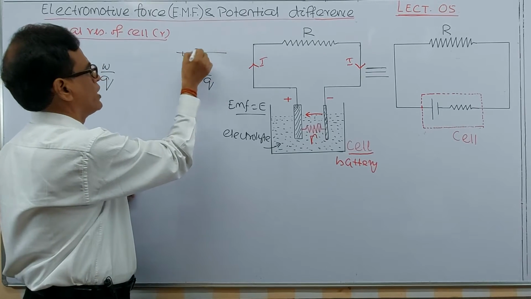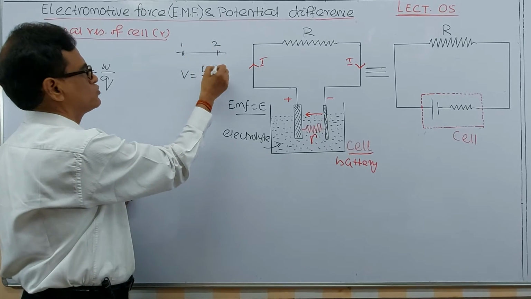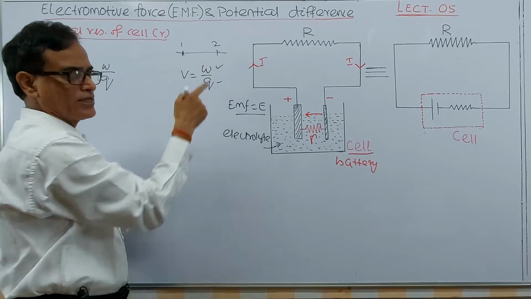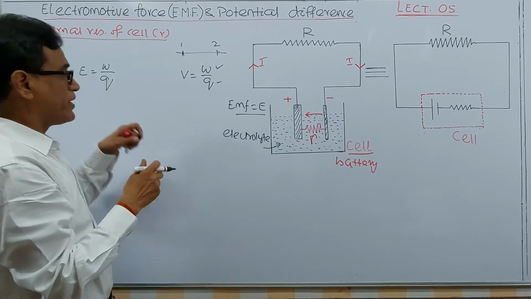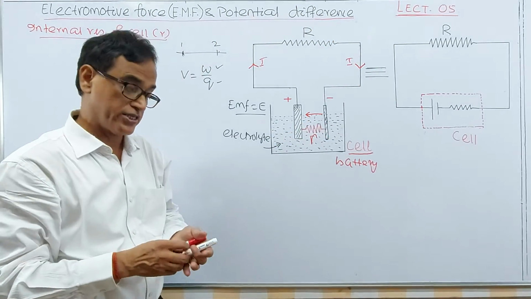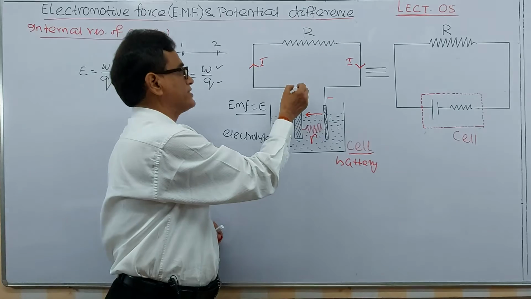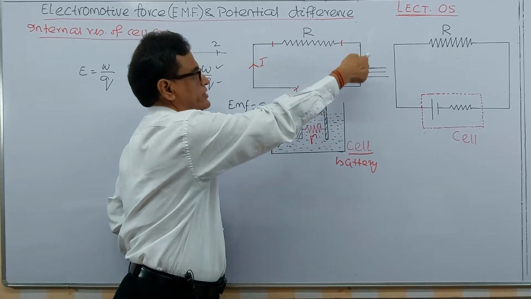So there are 2 points. The potential difference between these 2 points is the work done to carry the charge from one point to another. We have read this in electrostatics. And what is the EMF? EMF is the work done to carry the charge throughout the circuit. See the difference. And potential difference across the terminals, or here we can say these are the connecting wires.